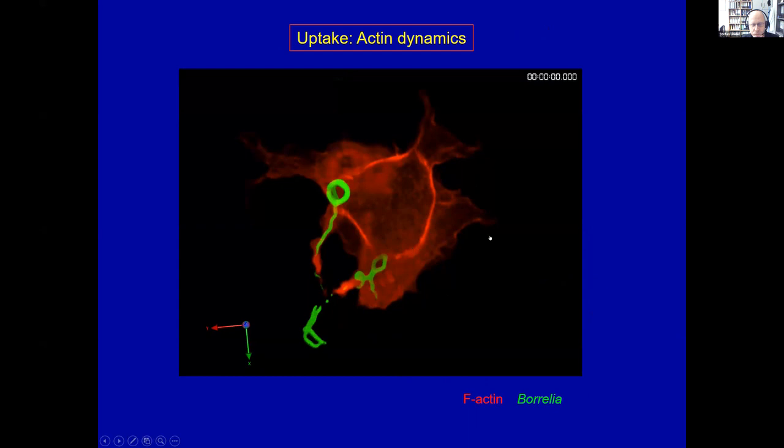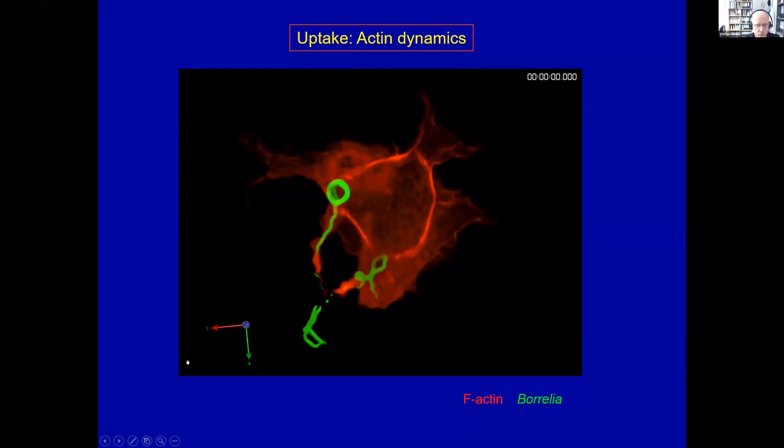Actin is one of the main constituents of the cytoskeleton of these cells, and the dynamics of the actin cytoskeleton enable lots of the morphology and shape changes, and also the uptake protrusions that are involved in wrapping and internalizing the Borrelia. And in green, you see GFP-expressing Borrelia, so they express green fluorescent protein, so they're naturally or artificially green.